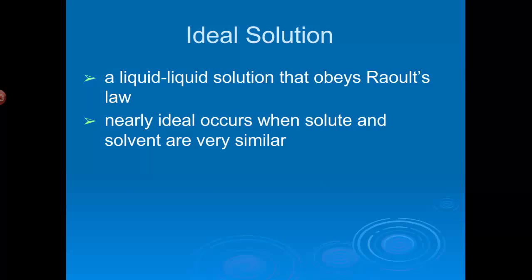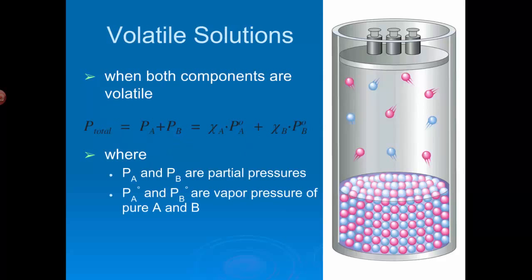Now, an ideal solution is a liquid solution that obeys Raoult's law. When the solute and solvent are very similar, you get nearly ideal conditions. Now, what about volatile solutions? If both components are volatile, then we need to figure out the vapor pressure of both of them. Remember, the total pressure of vapor over a liquid mixture will be the sum of the partial pressures of the components, PA plus PB.